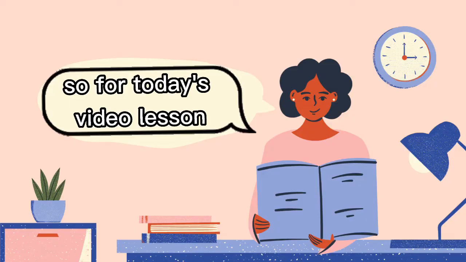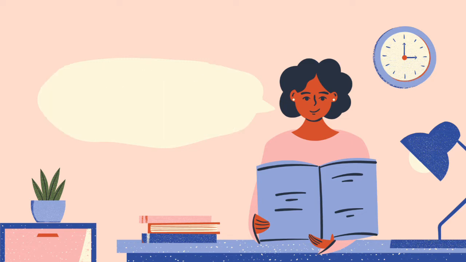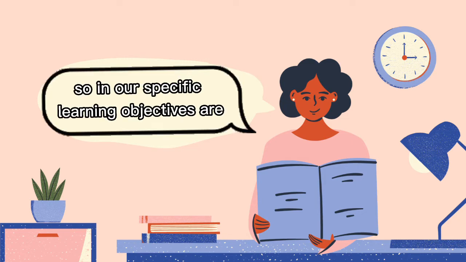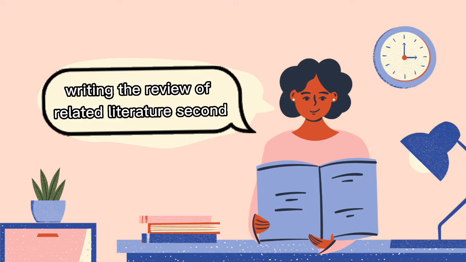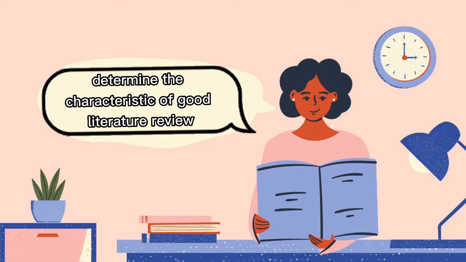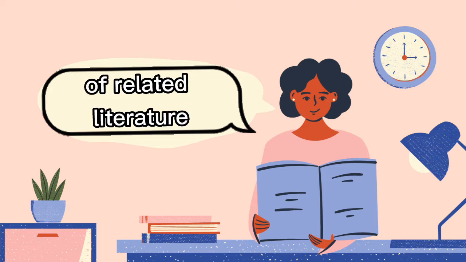For today's video lesson, we're going to talk about presenting a written review of related literature in Module 18. Our specific learning objectives are, first, describe the steps of writing the review of related literature. Second, determine the characteristics of a good literature review. And third, follow the steps in writing a review of related literature.